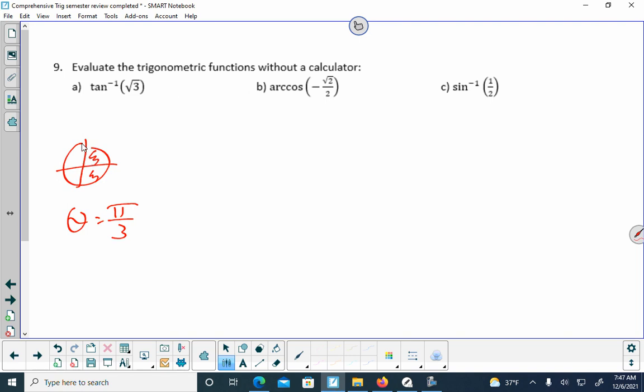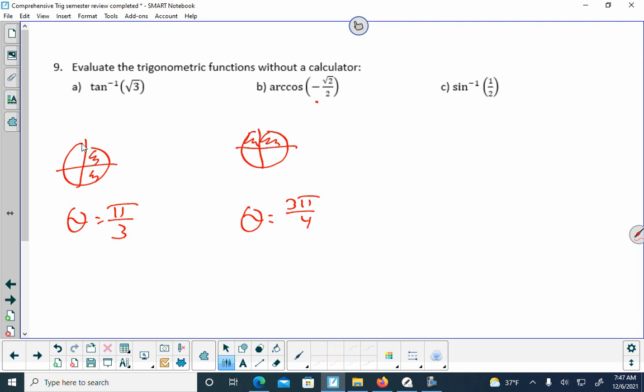The next one is asking arc cosine of a negative square root of 2 over 2. Arc cosine is the same thing as the inverse cosine. Remember, the inverse cosine is defined in the first or the second quadrant. Since this is negative, I'm going to pull my angle from the second quadrant, and the cosine is equal to negative square root of 2 over 2 at 3 pi over 4.